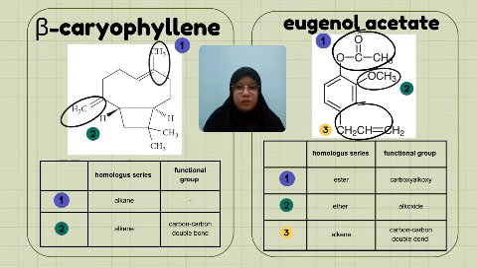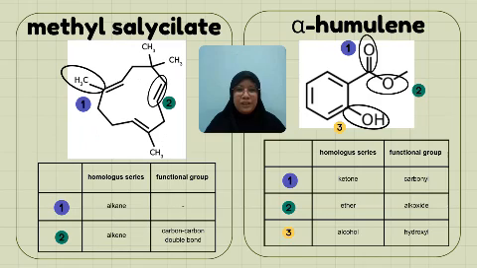And then moving on to the third active compound, which is eugenol acetate. For the first one, the homologous series is ester, and the functional group is carboxyl alkoxy. The second one is ether, and the functional group of ether is alkoxide. And last but not least, the third homologous series is alkene, and the functional group of alkene is carbon-carbon double bond.